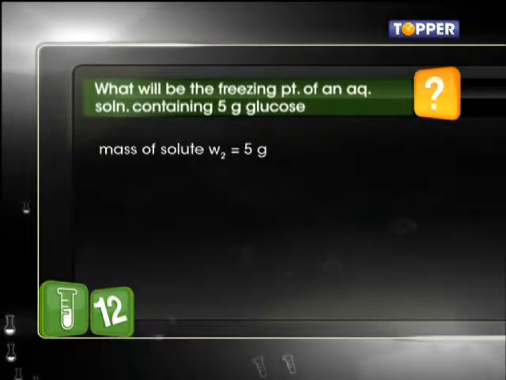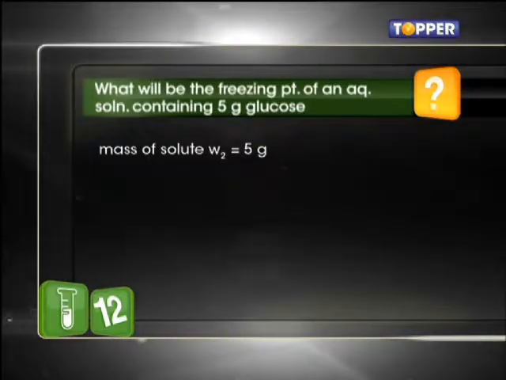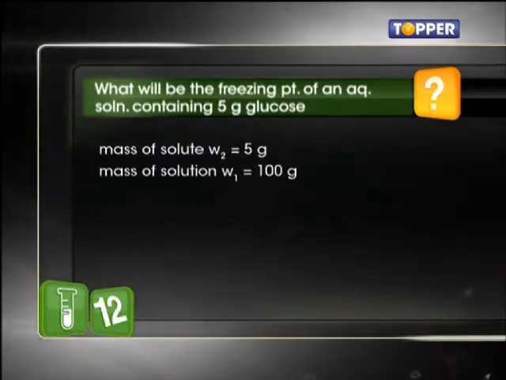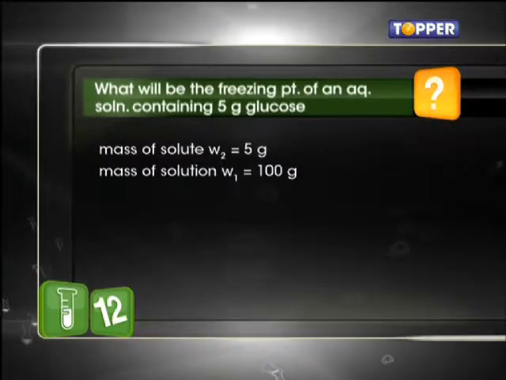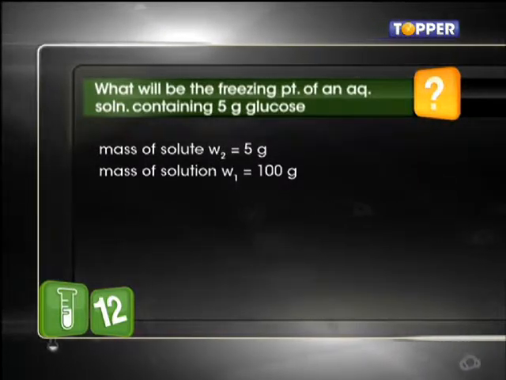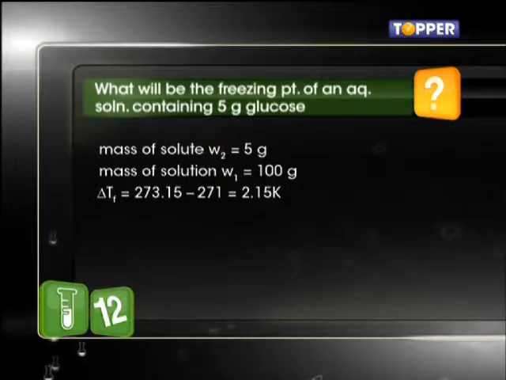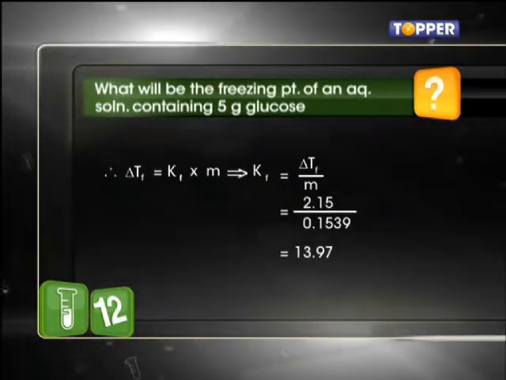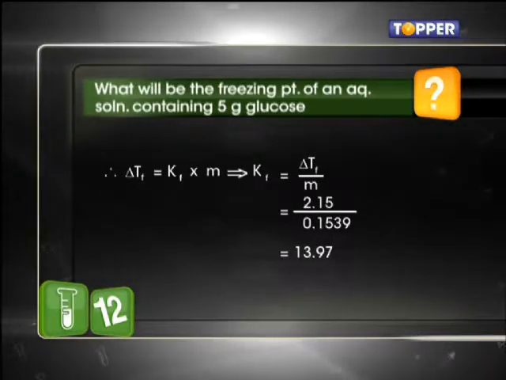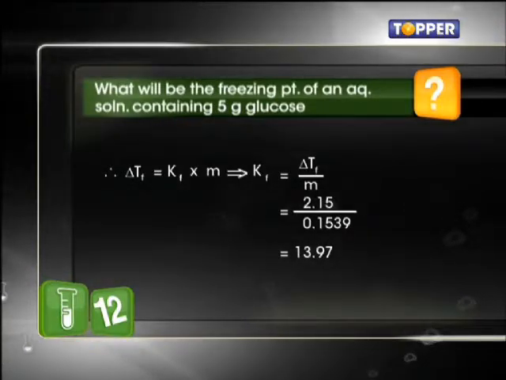From the available data, we come to know that we have to calculate the depression in freezing point of an aqueous solution containing 5 grams of glucose per 100 grams of solution. So first, let us calculate the value of molal depression constant Kf. For 0.1539 molal solution, the depression in freezing point delta Tf is equal to 273.15 minus 271, which is equal to 2.15 Kelvin. We know that delta Tf is directly proportional to molality m of the solution, or delta Tf is equal to Kf into m, where Kf is the molal depression constant.